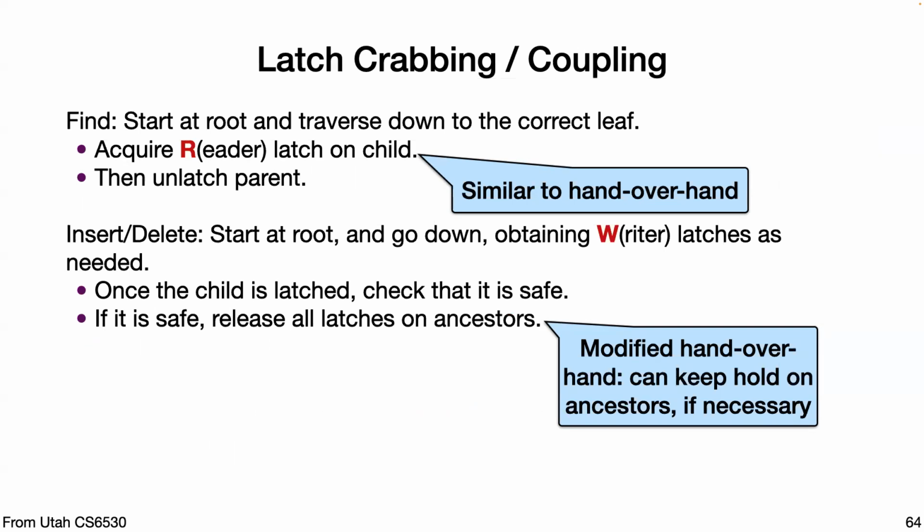For insert and delete, we're gonna start at the root and go down, and we're gonna take write locks as necessary. Again, it's kind of like hand over hand, but you may hold more than 2 locks at once. And once you grab the child, then you check that it's safe. And if the child is safe, then you can release all the ancestors because you know that you're not going to have to propagate up your inserts.